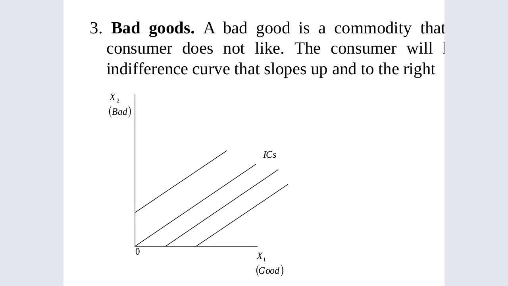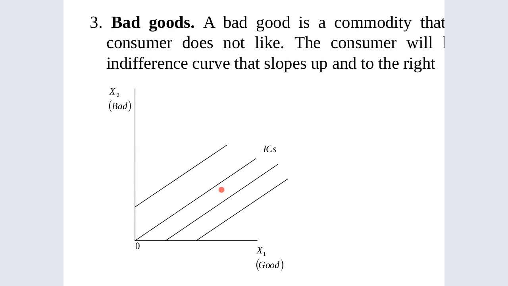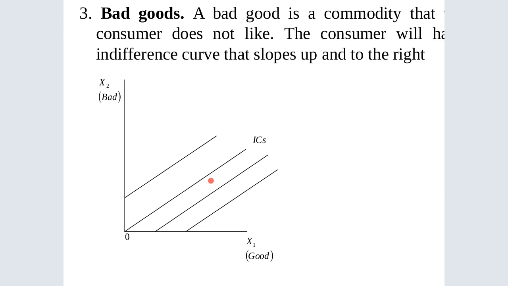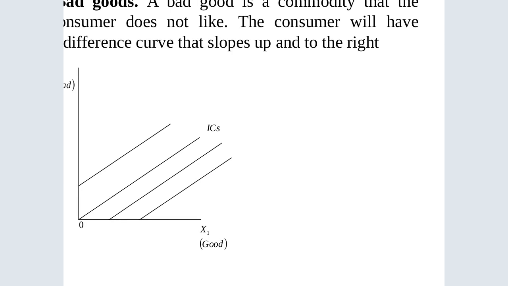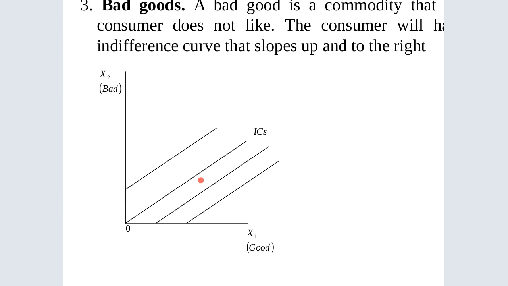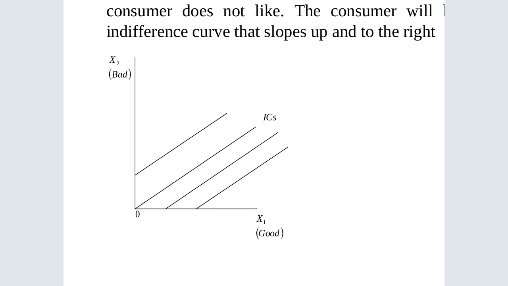Then we also have different curves for bad goods. Now, what are these bad goods? A bad is simply a commodity that the consumer does not like. I know you are also consumers, and there are some goods that you don't like. Those goods that you don't like are what we refer to as bads. So the consumer will have an indifference curve that slopes up and to the right. As you can see from the diagram, the indifference curves are simply upward sloping.